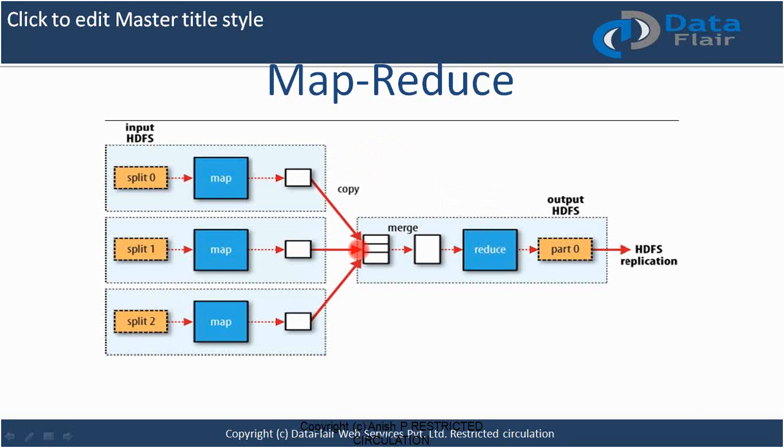Now the output of the mapper will be copied or shuffled to this slave. Now the output will be merged. Regarding this shuffling and merging, we'll discuss how exactly this is done later. This output of the mapper will be merged and provided as an input to the reducer. Output of all the mappers will be merged here and provided as an input to the reducer.